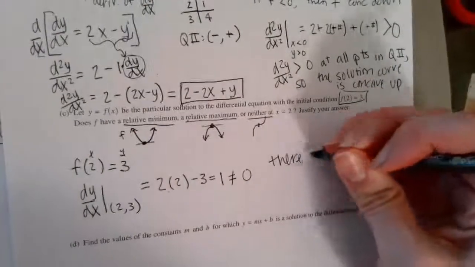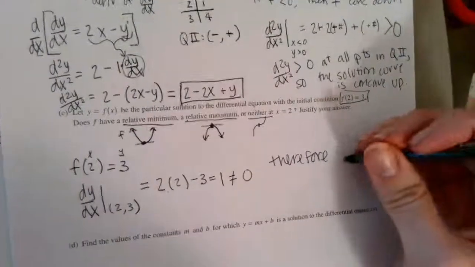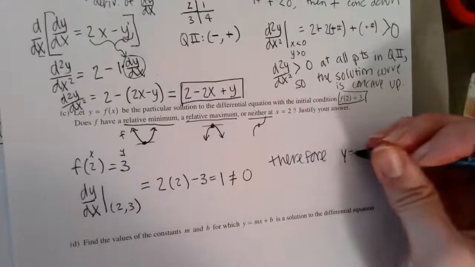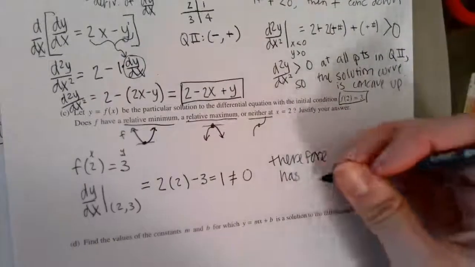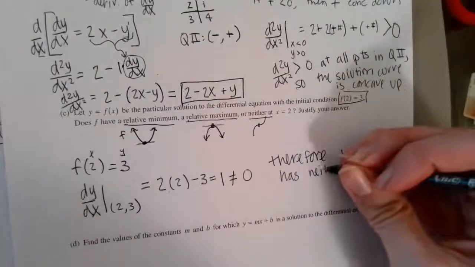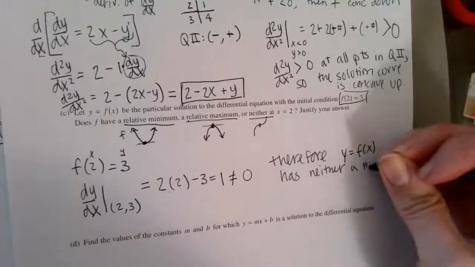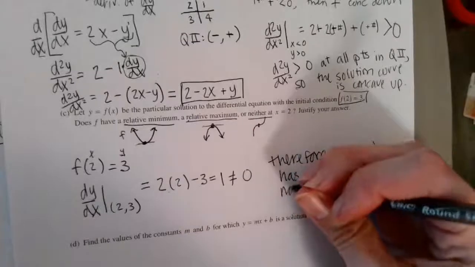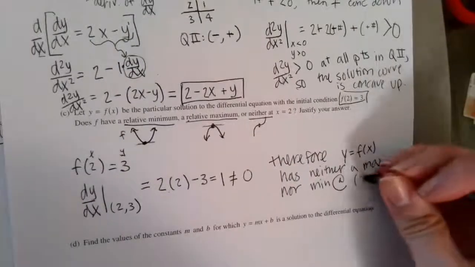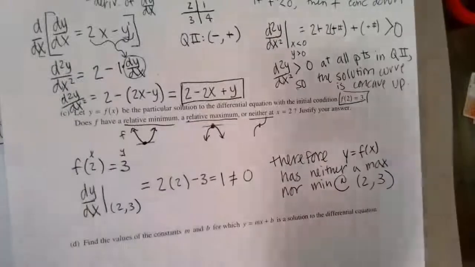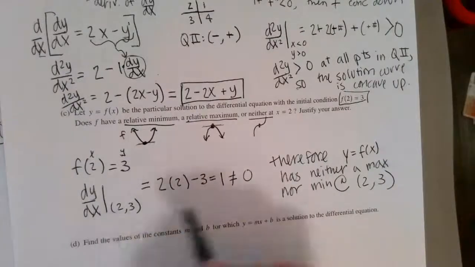Therefore, y equals f of x has neither a max nor min at 2, 3, because dy dx is not 0.